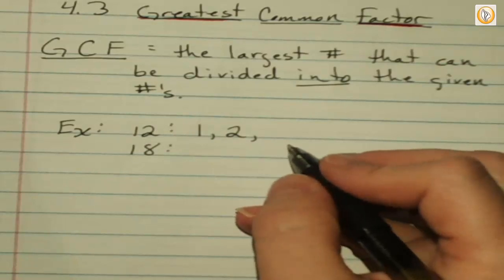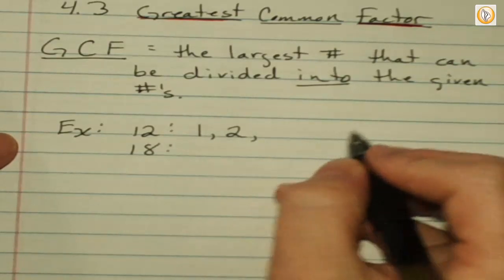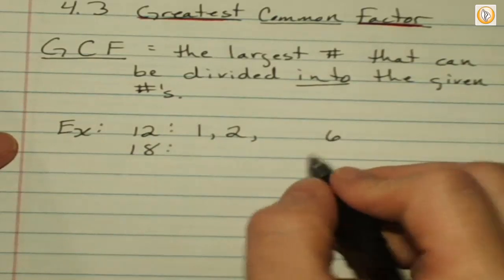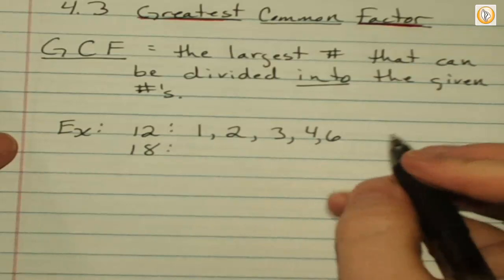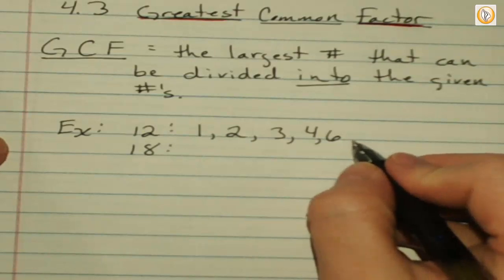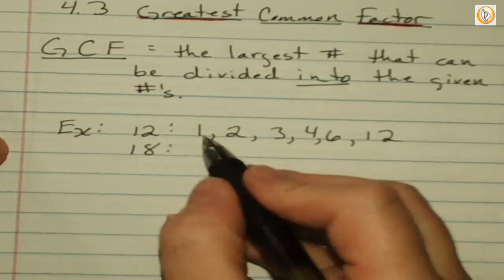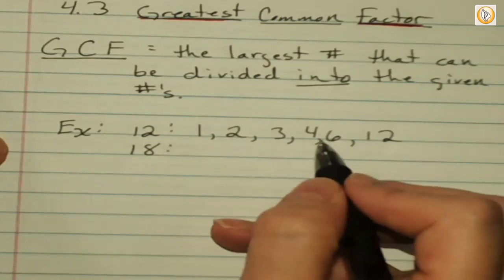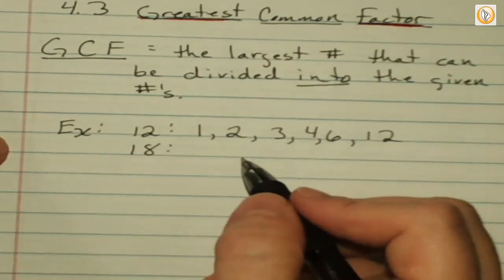6. Okay, 6. Let's go in order though. So we can say 6. I'll put that right here. 3. 4. 12. Ask yourself, 1 can go in there how many times? 12 times. 2 can go in there how many times? 6. Now, here's the thing. I'm not going to mark it wrong if they're not in order, but it helps.